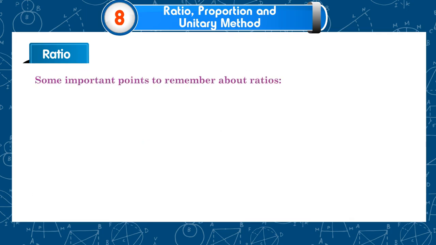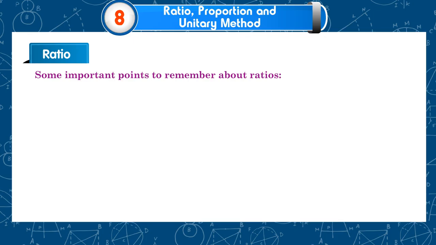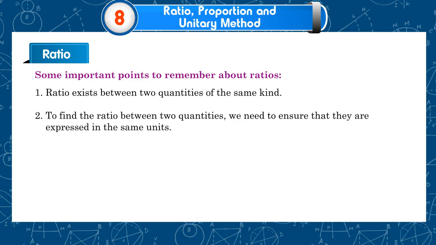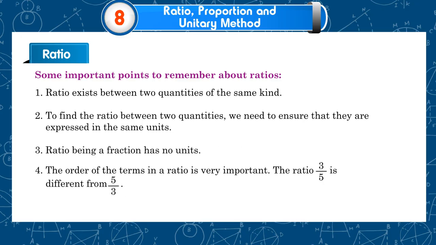Some important points to remember about ratios. Ratio exists between two quantities of the same kind. To find the ratio between two quantities, we need to ensure that they are expressed in the same units. Ratio being a fraction has no units. The order of the terms in a ratio is very important. The ratio 3:5 is different from 5:3. In general, P:Q is not equal to Q:P.